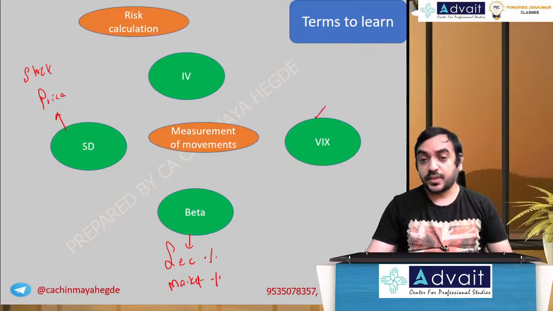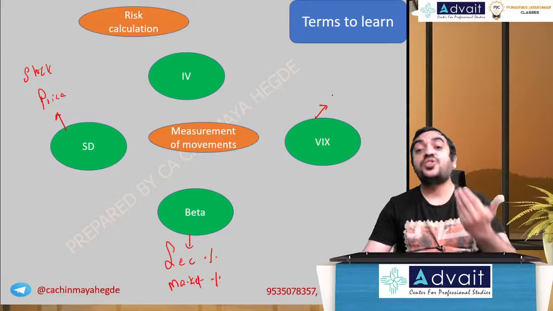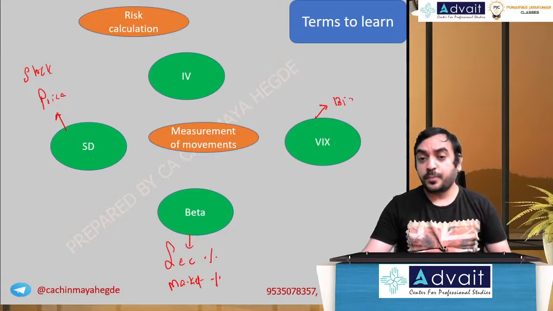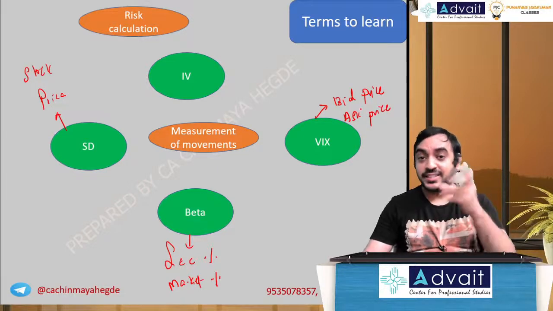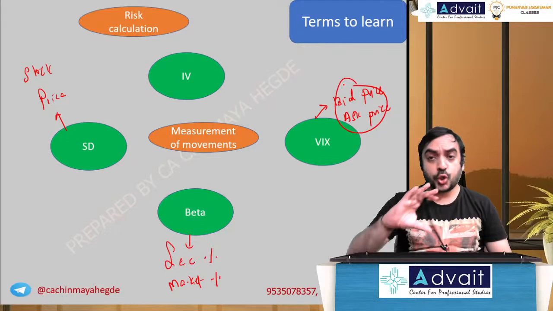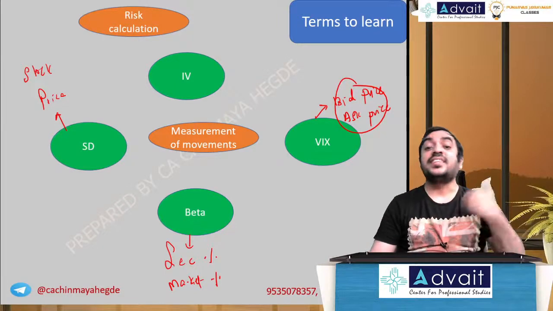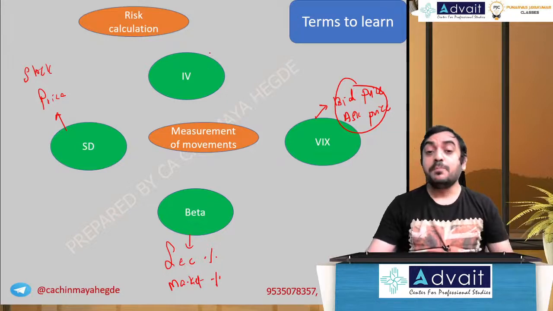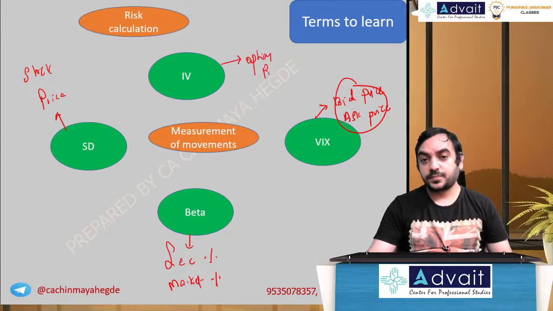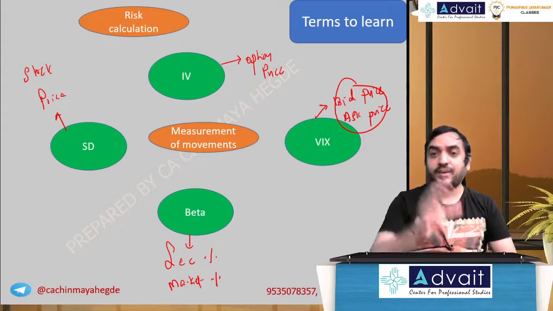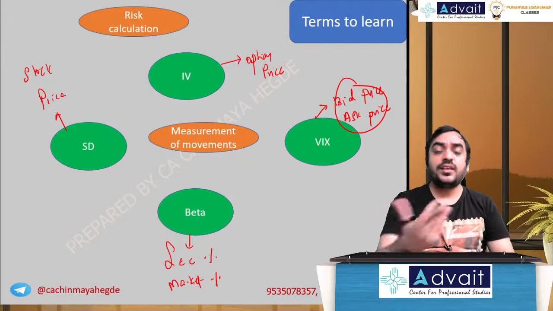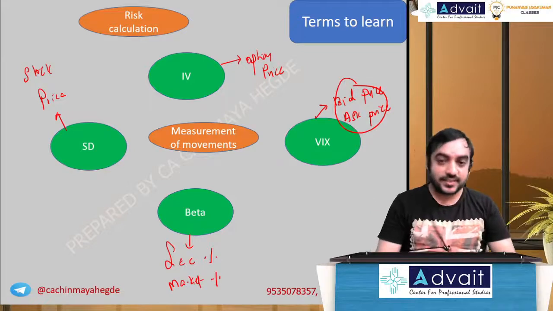Volatility index is calculated based on option price. Basically, you have bid price and ask price or offer price in option pricing, option premium. Based on the premium, based on the difference between these two, the volatility index is calculated. IV, implied volatility, is based on option price. Option price for a particular stock, based on that, implied volatility is calculated.